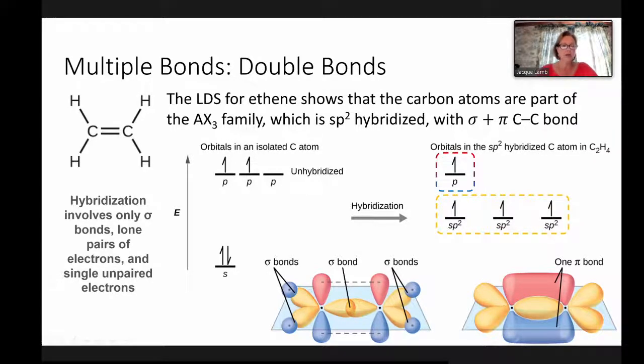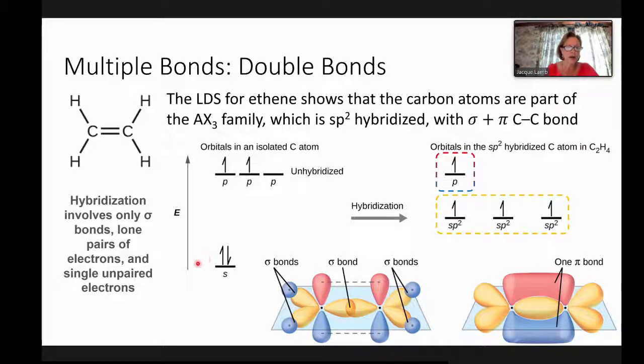We have here the Lewis dot structure for ethene. It shows a carbon-carbon double bond and then single bonds to the hydrogens. In this case, we need to form 3 bonds. We have 3 electron domains, so we need to form 3 bonds. So we can take this s and hybridize it with 2 of the p's, including one of those that's empty.